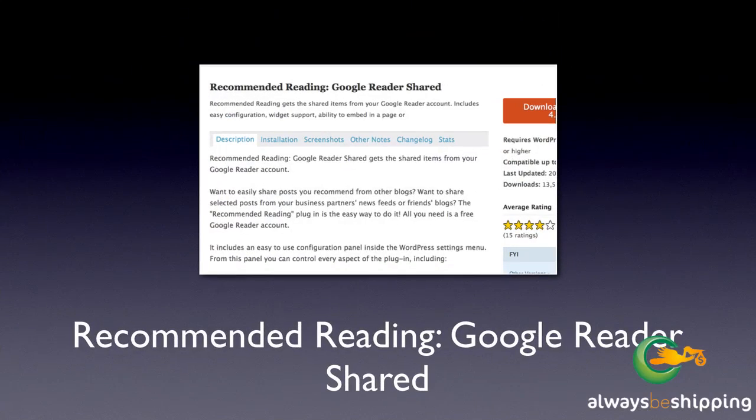Another way for you to borrow content is to use a really great WordPress plugin. It's called Recommended Reading Google Reader Shared. This plugin uses your Google Reader account and your WordPress blog to create posts that feature the content that you like the most, as well as your notes or personal commentary on the content. So you're able to borrow with a link and citation somebody else's work.